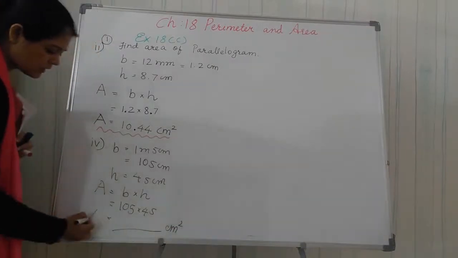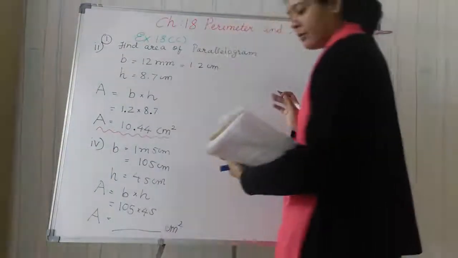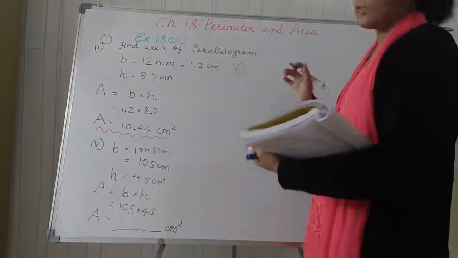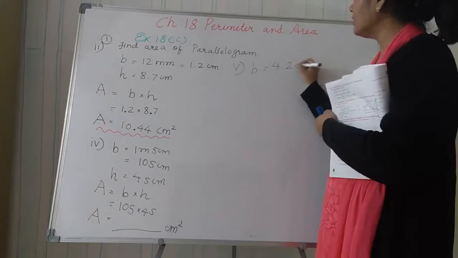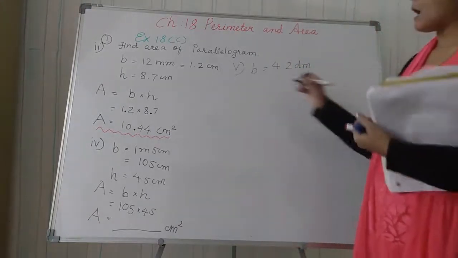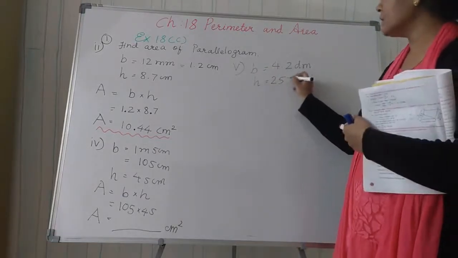So I will not solve this. You all have to solve it by yourself. You only have to multiply and write it down. Now taking number 5 also, which is somewhat different. So the base value is given as 4.2 dm. Dm means decimeter. And the height is given as 25 centimeters.